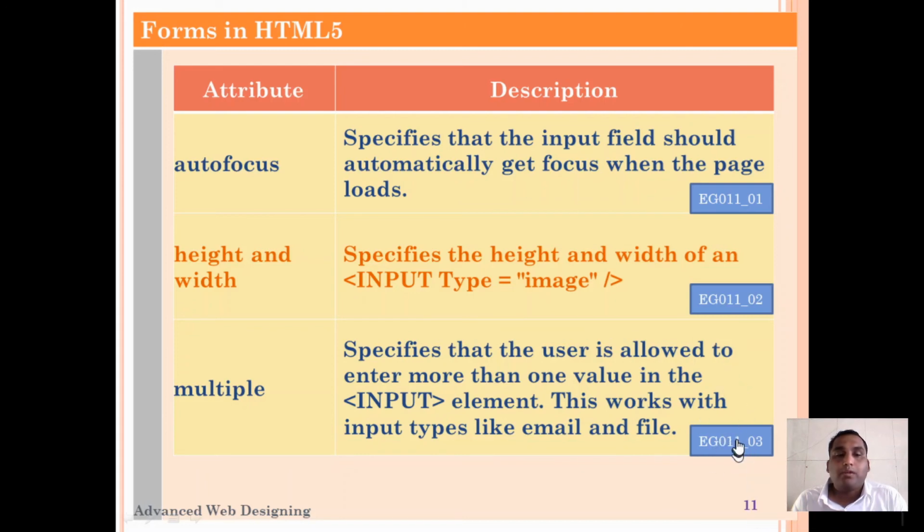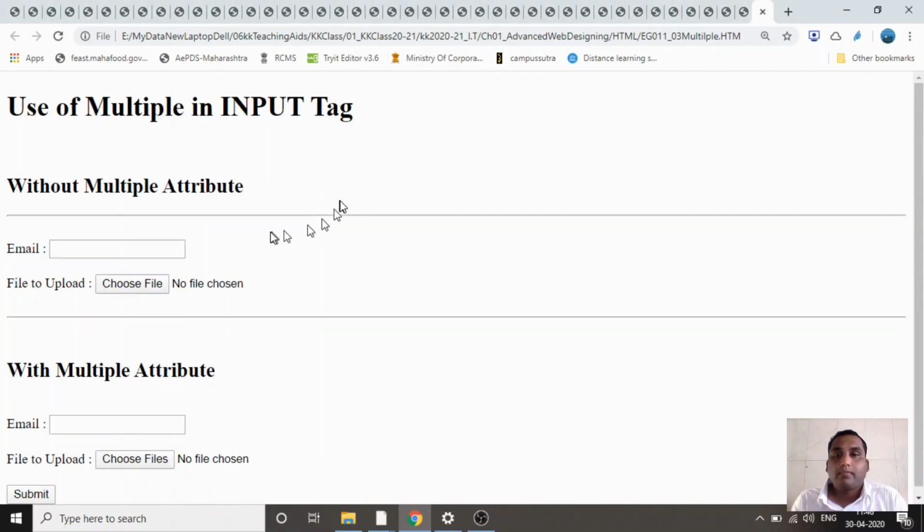Let us see an output. Without the multiple attribute, if I type a particular email ID, along with a comma and another email ID, it will give me an error.